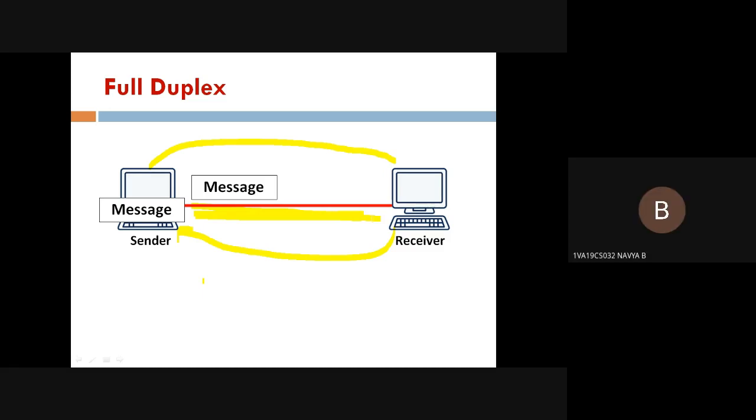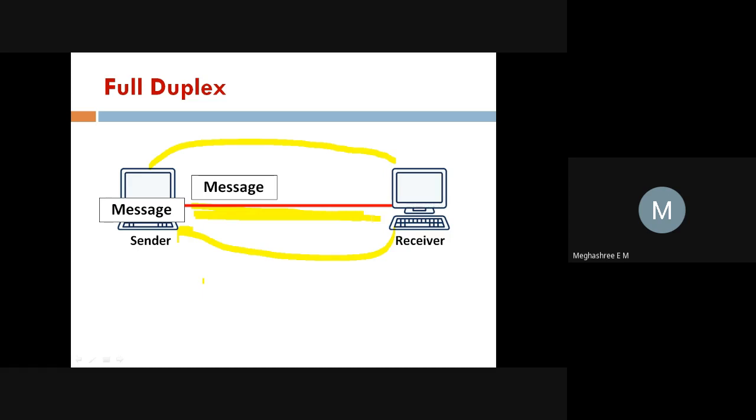Simplex, half duplex, full duplex. Okay, so three types of data flows: simplex, half duplex and full duplex.